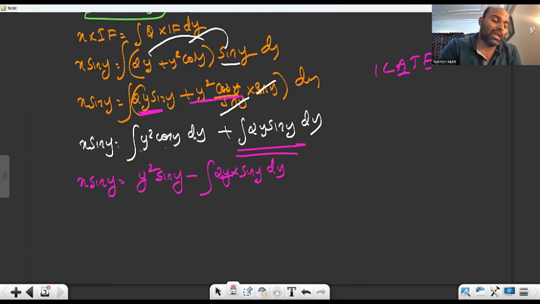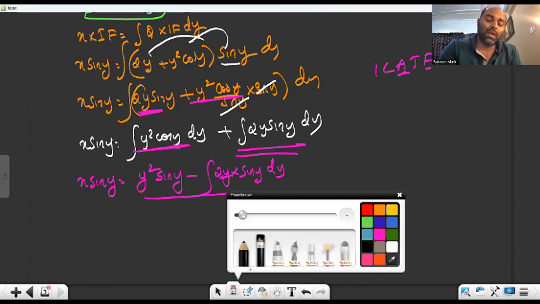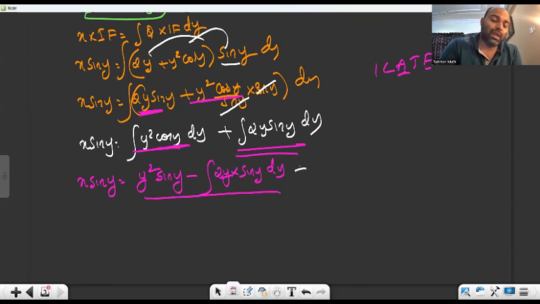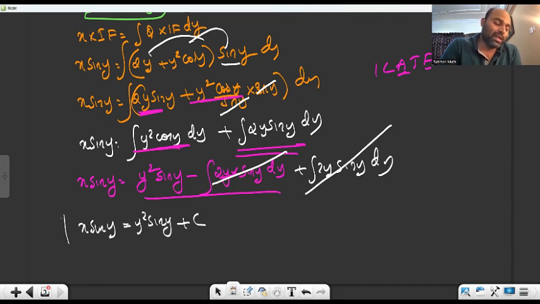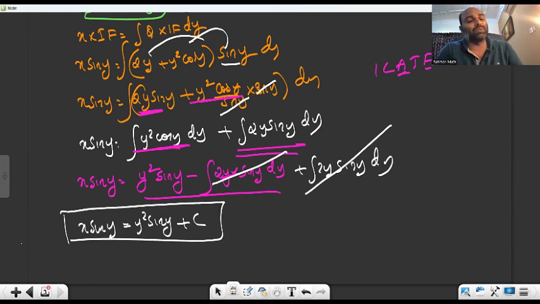This is what we are calling integration by parts. For the remaining things, let it be there like that only. Why did I tell you no need to do anything with the remaining things? Because it gets cancelled. Now x sin y equals y square sin y plus c is the required general solution. This is what we are calling the general solution, but a condition is given: x is 0, y is pi by 2.